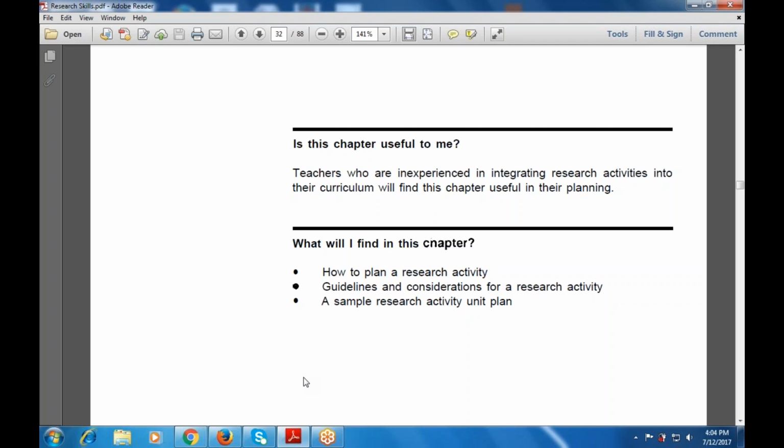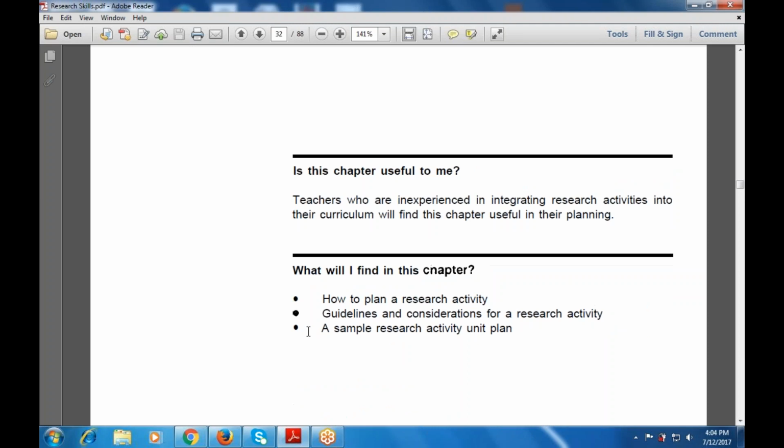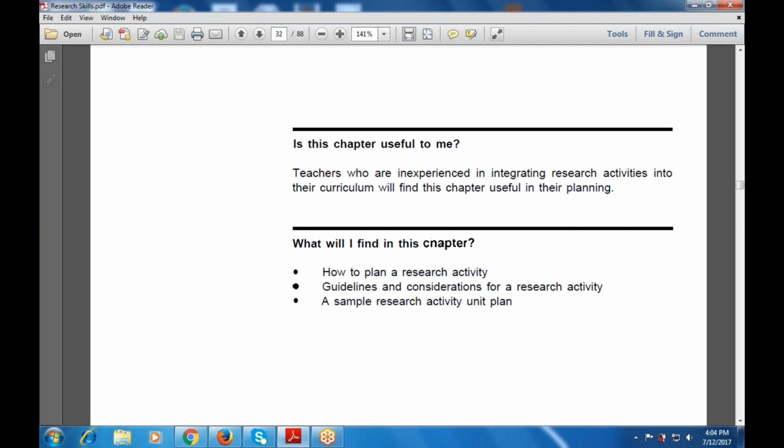Teachers who are inexperienced in integrating research activities or curriculum activities will find this chapter very relevant and interesting. So what will I find in this chapter? What content is available in this chapter? First is how to plan a research activity. Then guidelines and considerations for a research activity. Then a simple research activity unit plan.